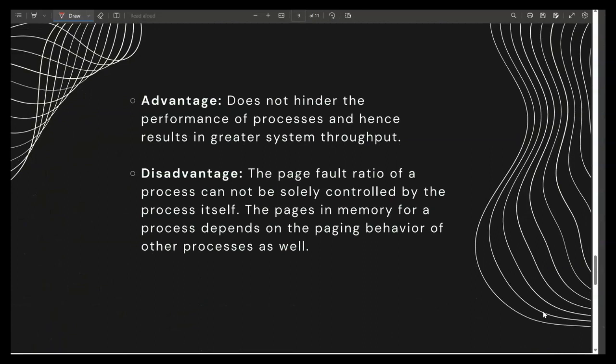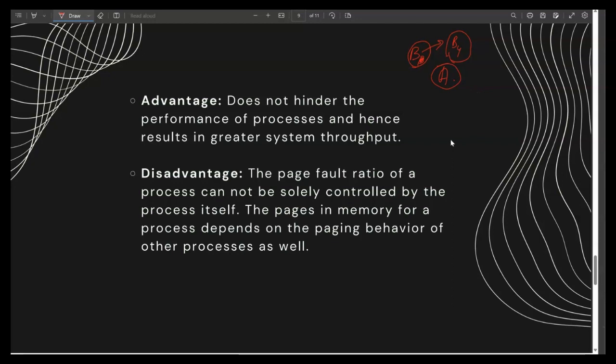Now the advantages and disadvantages of global page replacement. Advantage है कि does not hinder the performance of a process and hence results in greater system throughput. कोई भी प्रोसेस के परफॉर्मेंस पे हिंड्रेंस नहीं करता है ग्लोबल पेज रिप्लेसमेंट में, क्योंकि सपोज कि जो प्रोसेस बी है वो हाई प्रायोरिटी की है और ए की कम है, तो हमें बी प्रोसेस से कोई पेज लाना है मेन मेमोरी के अंदर, तो ऐसा नहीं है कि जो बी का पेज है वो सिर्फ बी के एलोकेटेड फ्रेम्स में ही स्वैप इन कर सकता है, वो ए के अंदर भी कर सकता है as according to their priority.